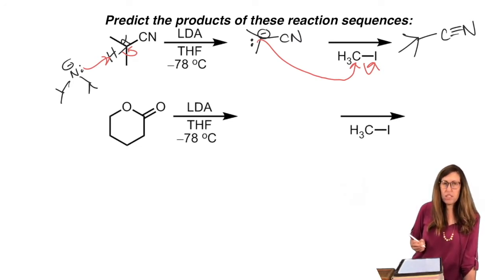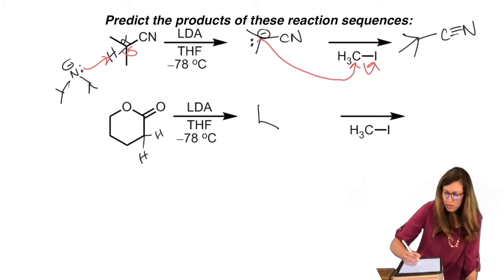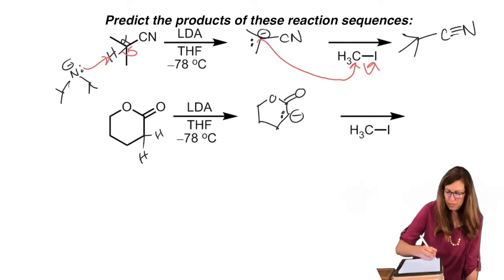What else could we do? Does it have to be aldehyde or ketone? Well, it has to have an alpha H. So this is an ester, but it does happen to have an alpha H. Okay, so we can take that H off, one of them. And it can attack. We have our nucleophile.